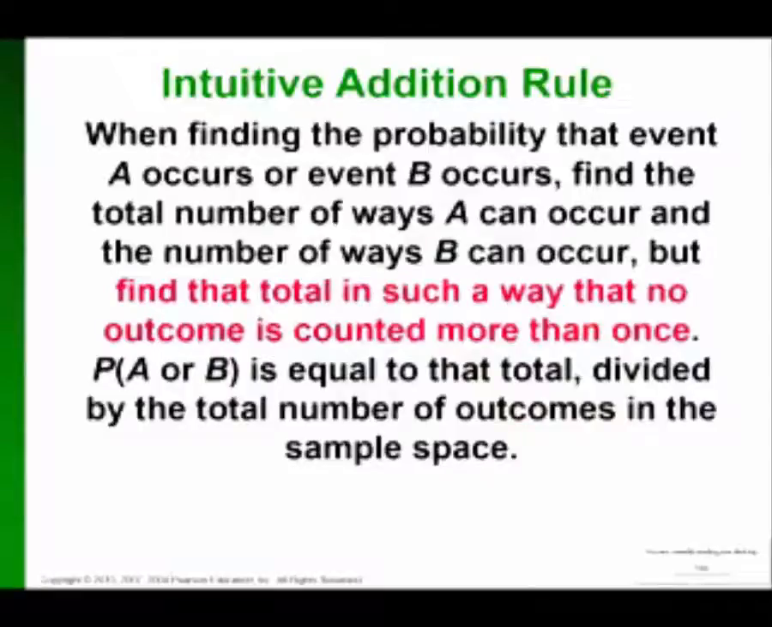Find the total of ways A can occur, the total ways B can occur, but find that total in a way that no outcome is counted more than once. And then when you get that total, you divide it by the total possible number of outcomes, and that gives you the probability of A or B.